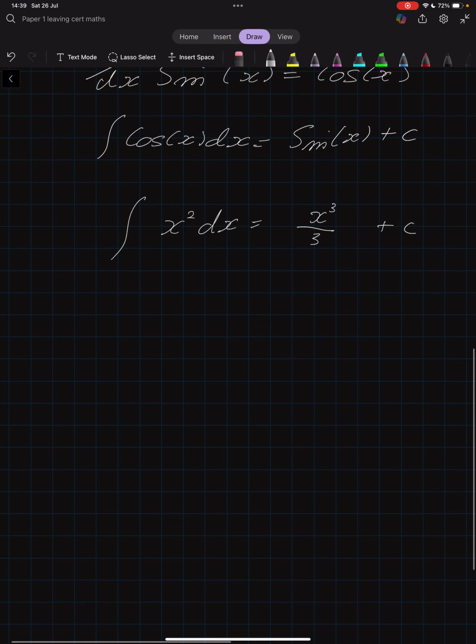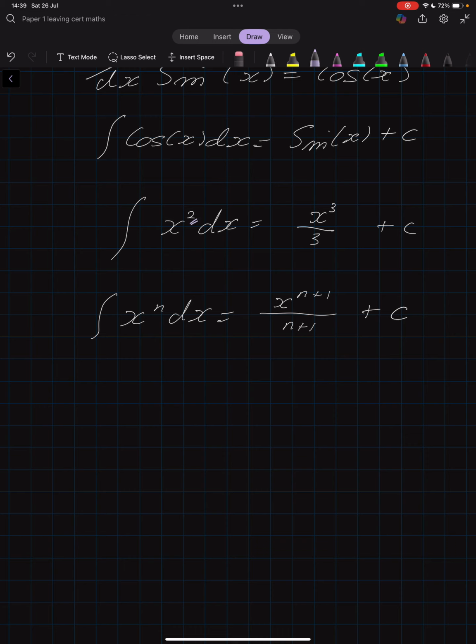Another thing, I'm going to give a couple of rules here. If you want to integrate x to the power of n, this is always equal to x to the power of n plus 1 all over n plus 1, plus c. You can probably see that from here. You have a 2, then a 3 and a 3. You have an n, then n plus 1 and n plus 1. Same thing if I integrate e to the 3x.